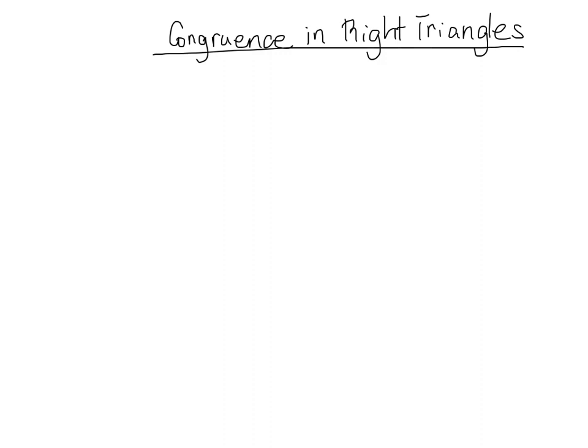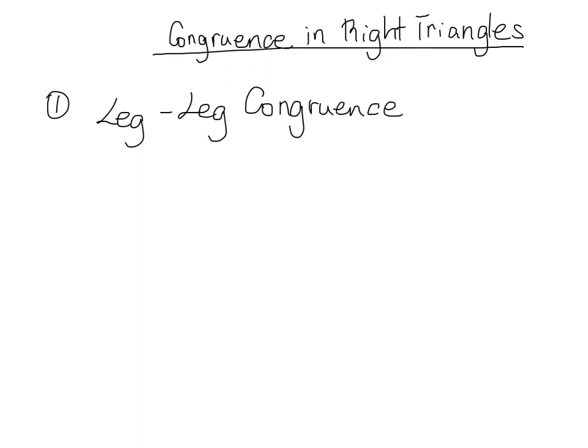So the first one is called leg congruence. All right, so leg congruence just means, so if we have a triangle here and we have another triangle here and they're both right triangles, if you know that one leg of one triangle is congruent to a leg on the other triangle, and same for a second leg, then the 2 triangles are congruent.